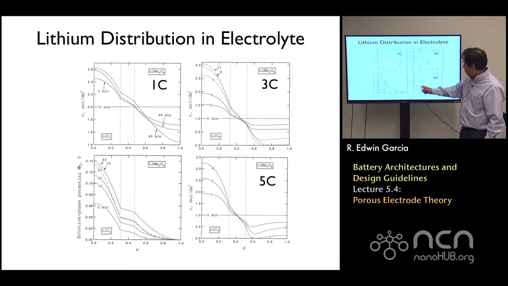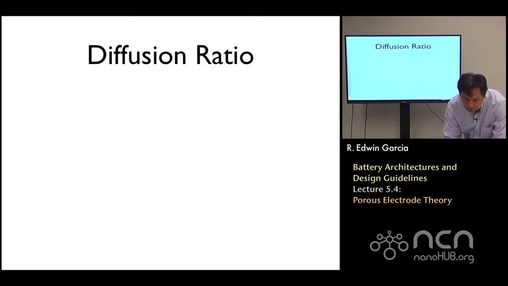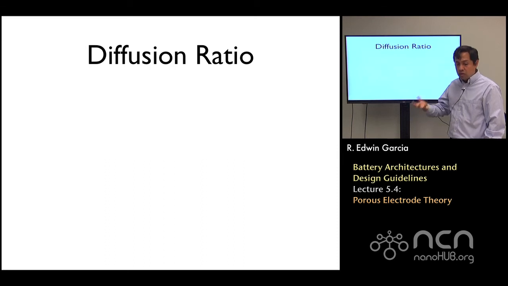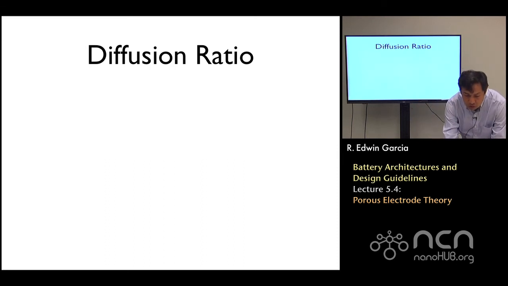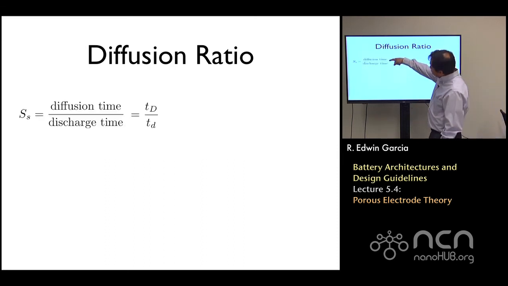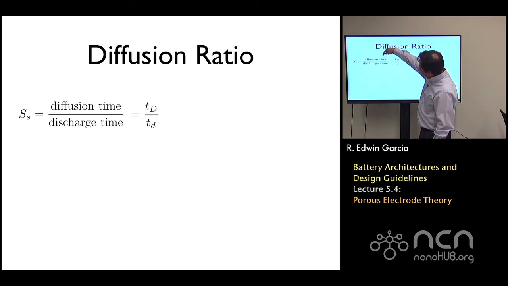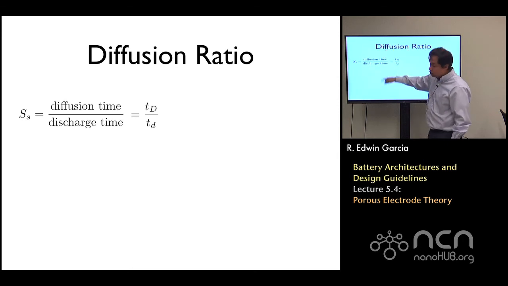After 4 minutes in 5C, basically this battery is completely dead. Okay, this really gives us the opportunity to define something called a diffusion ratio, which is how much diffusion limitations will take place, which corresponds to taking the ratio between the diffusion time to the discharge time.